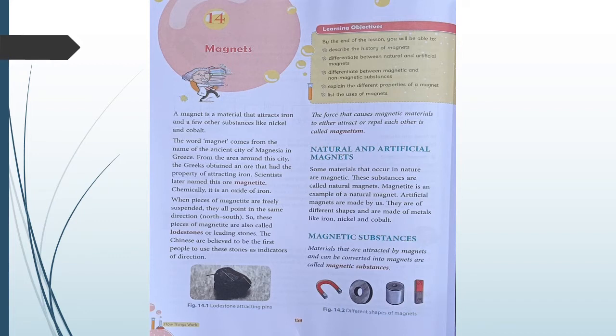Do you know how magnet was discovered? So there is a story about the discovery of magnet. Have you heard about Greece? It is a name of European country located on the west side of Turkey. So in Greece, there is a place or a city by name Magnesia. So there was a shepherd, a person who takes care of sheep.